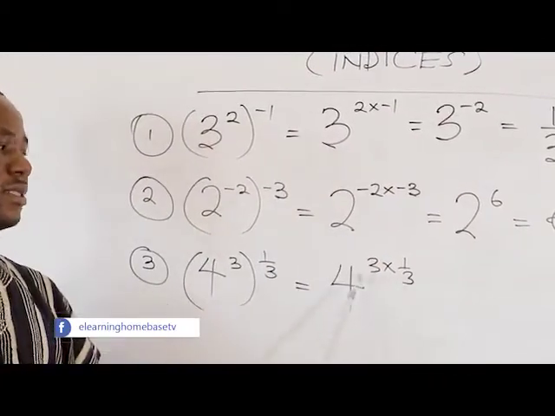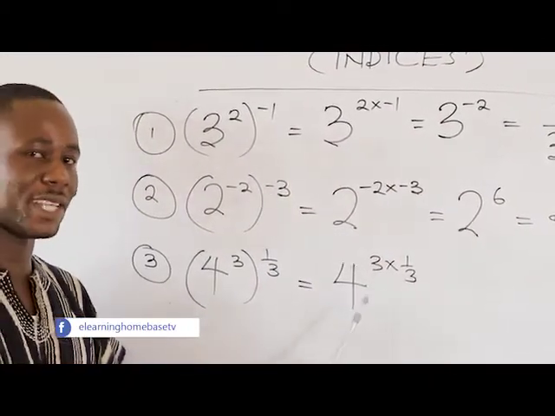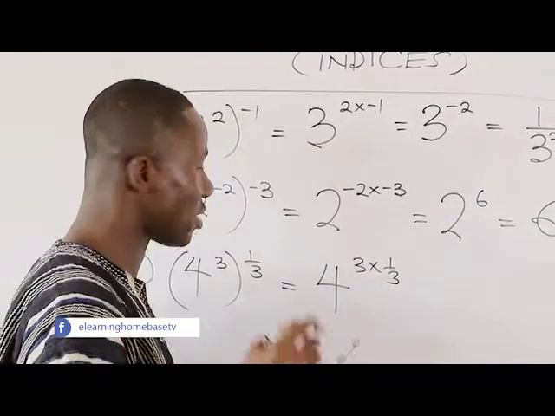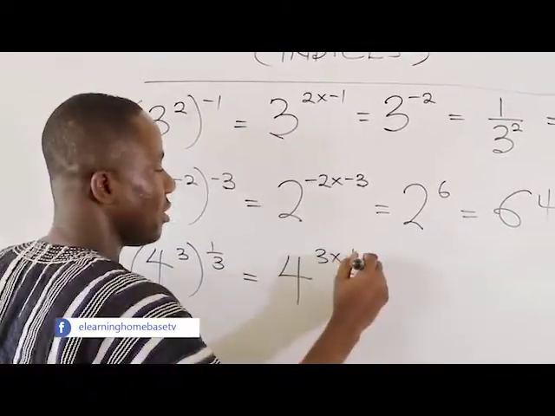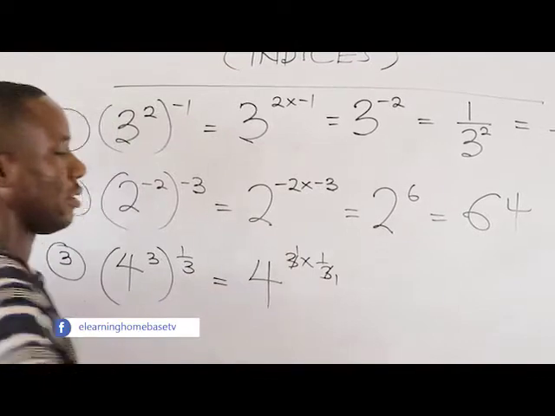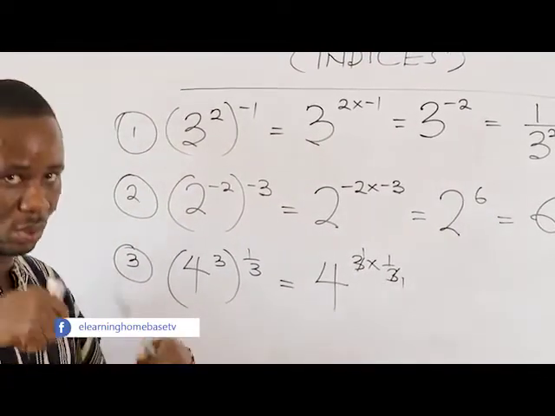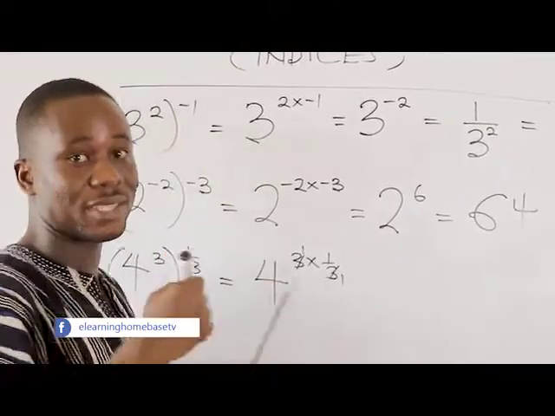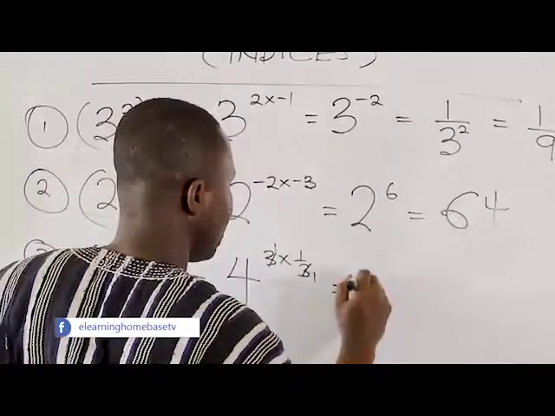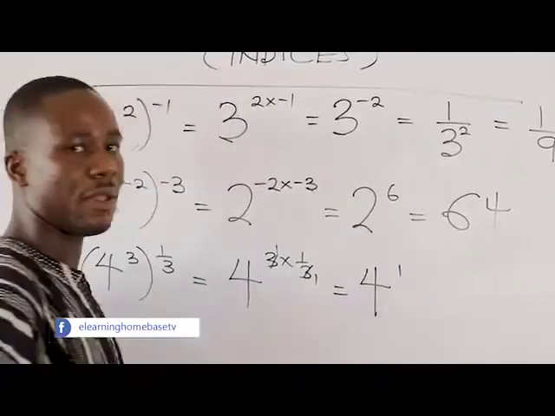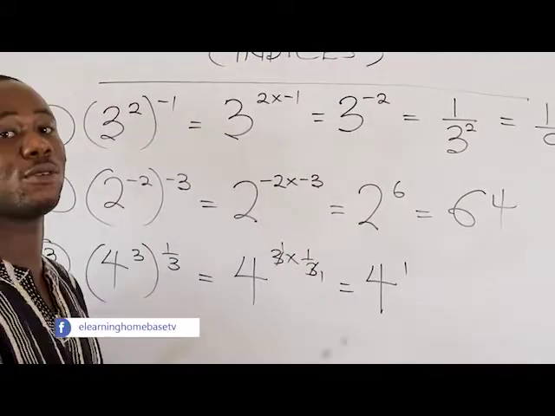multiply the exponents. So from here, as I said, I use the principle or the concept of cancellation. 3 over 3 is 1. 1 times 1 is still 1. 1 divided by 1 is still 1. And what is 4 exponent 1? Still 4.